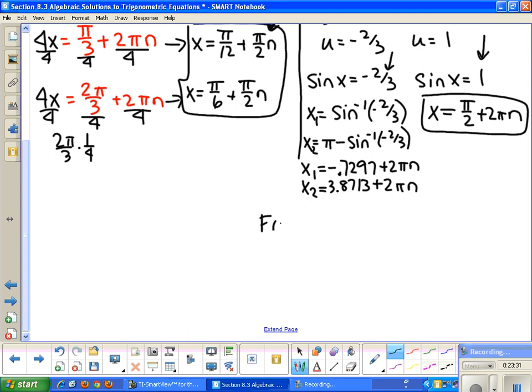So these would be all of the solutions, but we don't want those. We only want the solutions from negative pi to pi. So to make sure I have all my solutions, if I look here, well, negative 0.7297, I know that we would be okay with that solution there. So I'm going to look at my calculator to kind of help me do this.